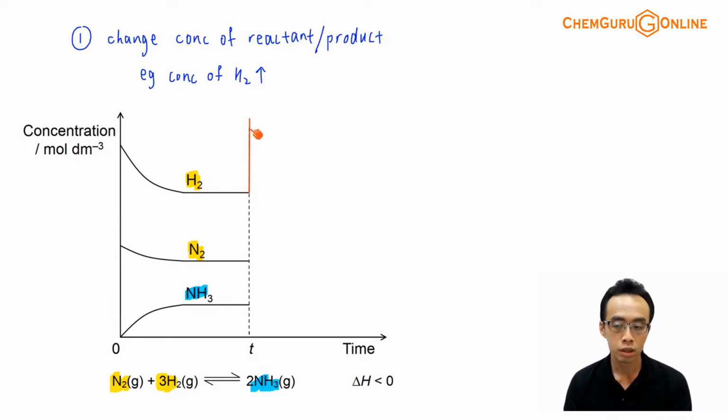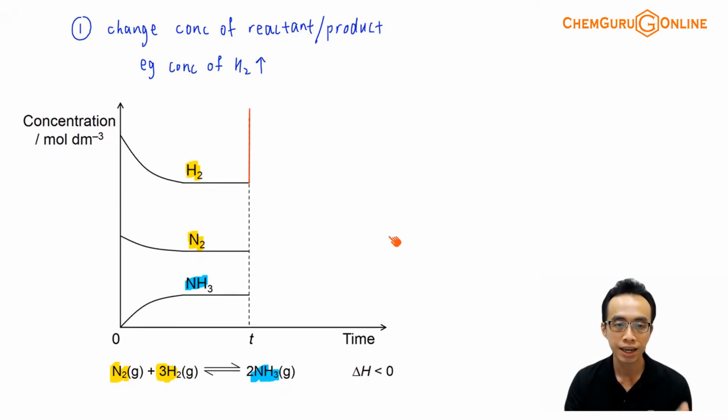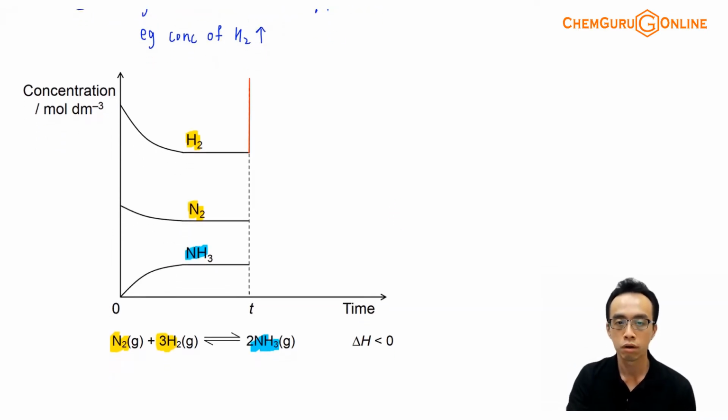Now, what happens next will be according to Le Chatelier's principle. Does the system like this increase in the concentration of H2? I know that when I'm increasing the concentration of your H2, according to Le Chatelier's principle, the system doesn't like this increase in the concentration of your hydrogen. So the position of the equilibrium will shift towards the right hand side because it wants to remove this excess hydrogen, and therefore the position of the equilibrium will shift towards the right hand side.